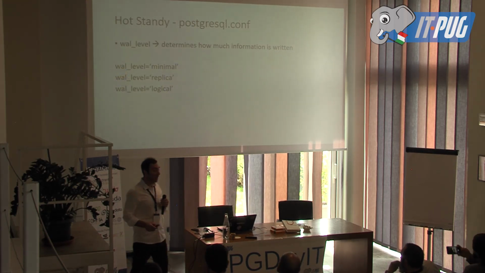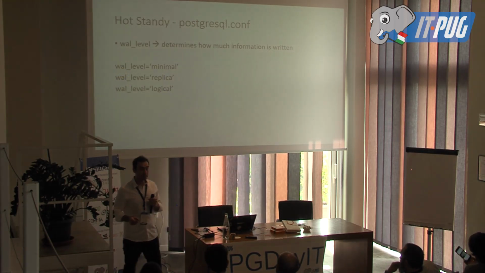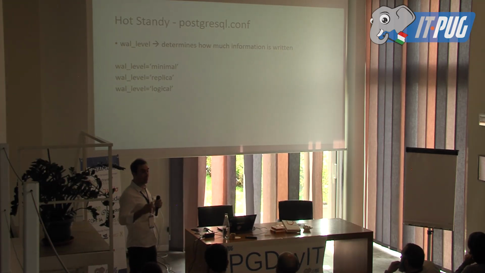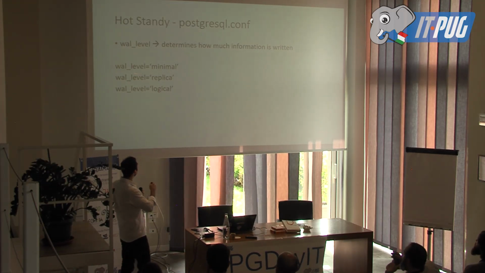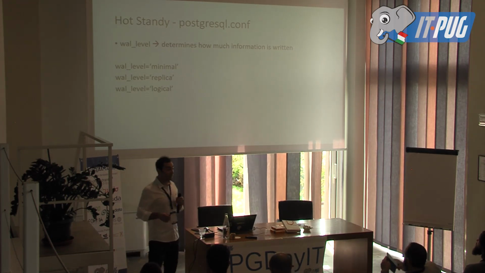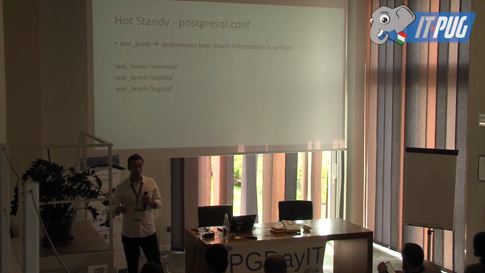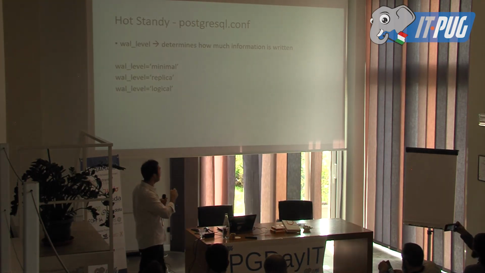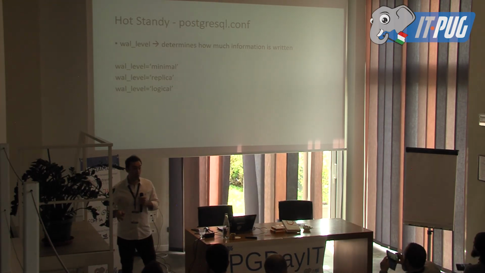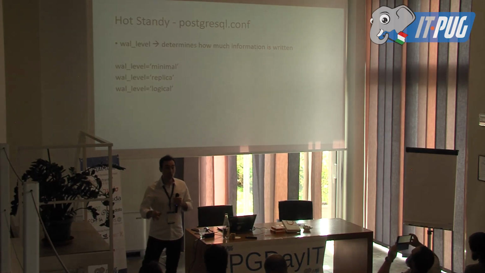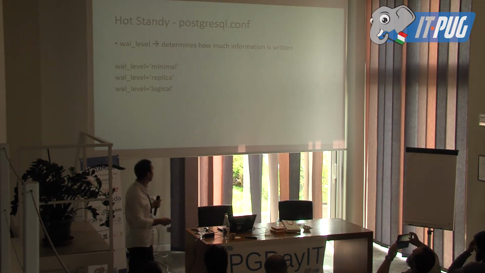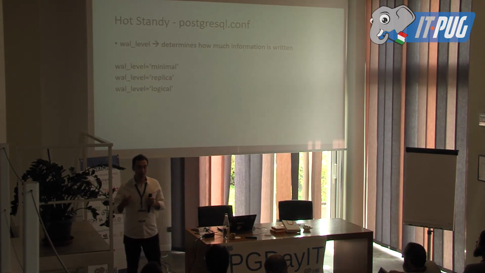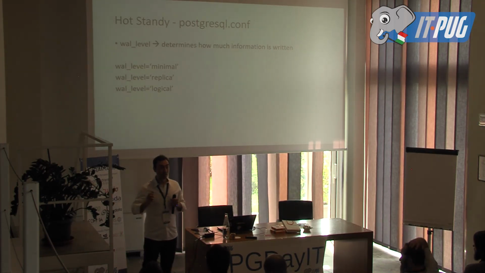Okay, I have a few important parameters. One of them is wal_level, okay? I'm going to talk about this. It determines how much information is going to be written into the WAL file. When you set wal_level to minimal, it just writes enough information for recovery. If you are giving replica, it means I'm going to do streaming replication. That's why I'm giving replica.